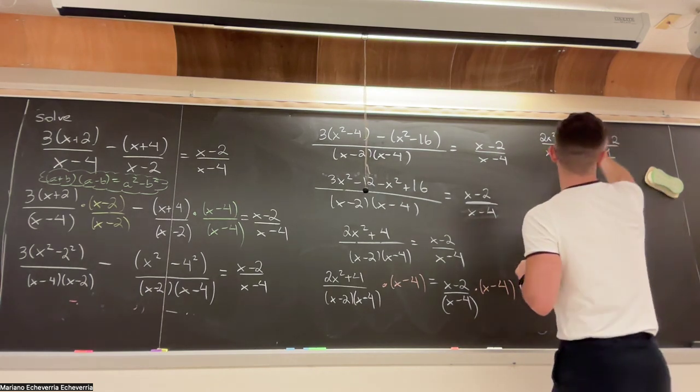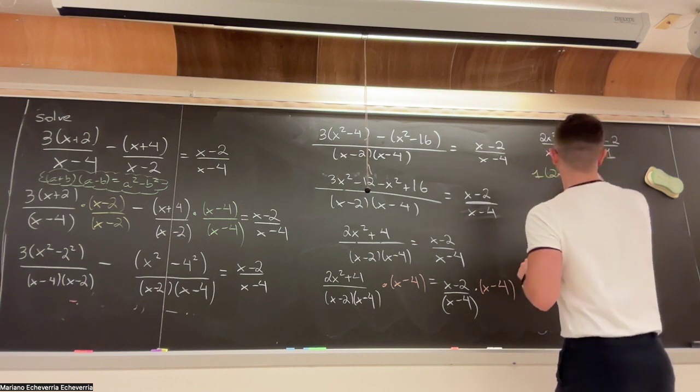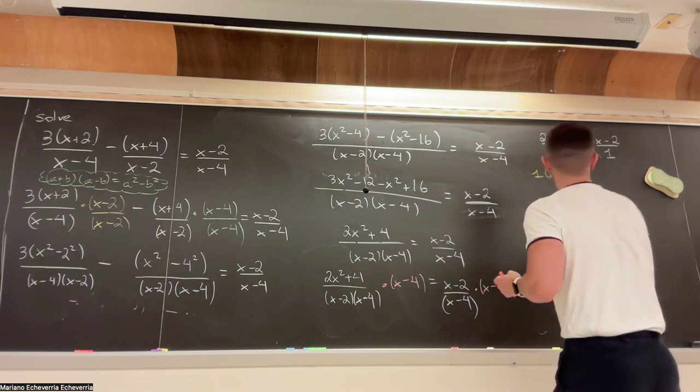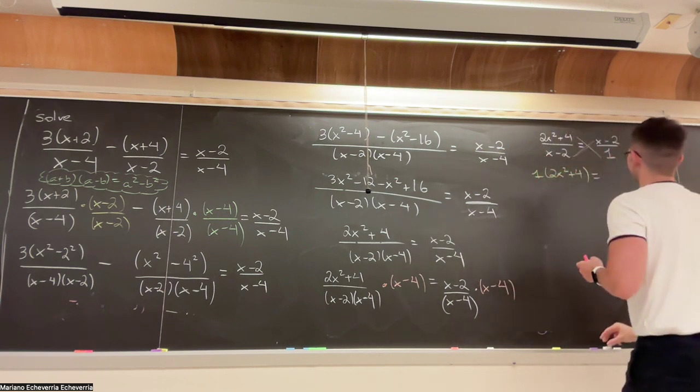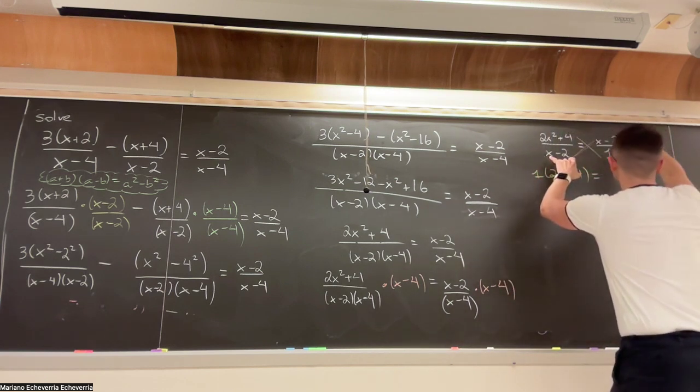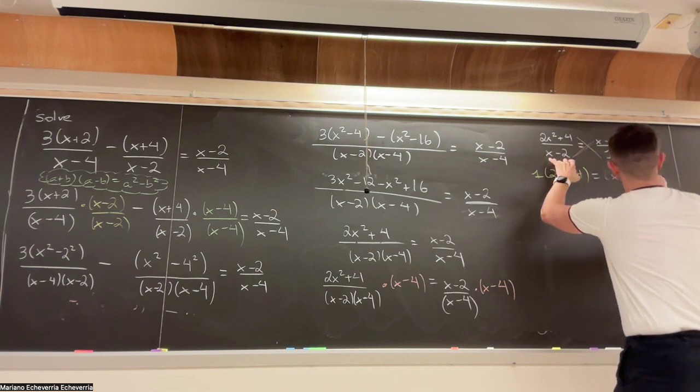The yellow one, which is 1 times 2x squared plus 4. Okay, that one is easy because it's being multiplied by 1. That's it. We do the same thing. And x minus 2 times x minus 2 is x minus 2 squared.